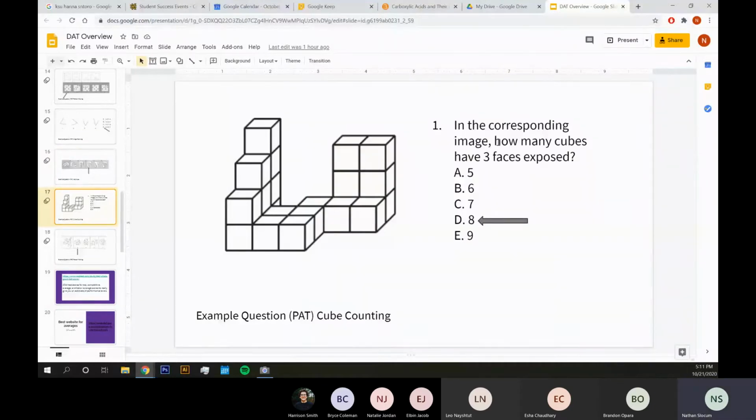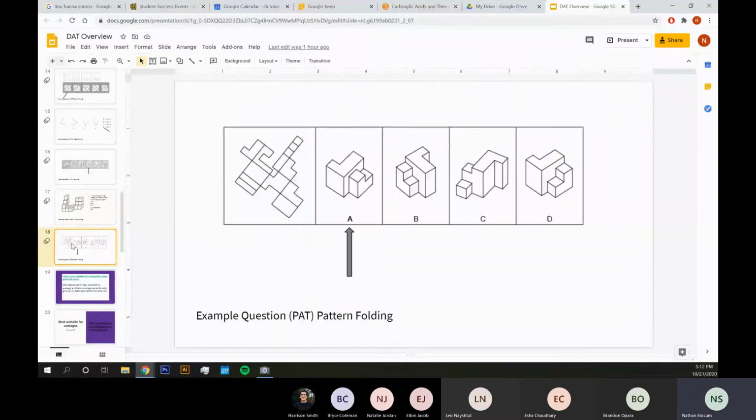All right, here's cubes, the cube stacking. You just got to count them. You just got to be visually aware of what you're looking at. You can't go too quick over these because you can easily overlook one section of this type of question.